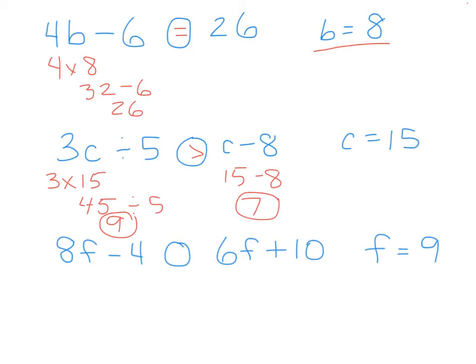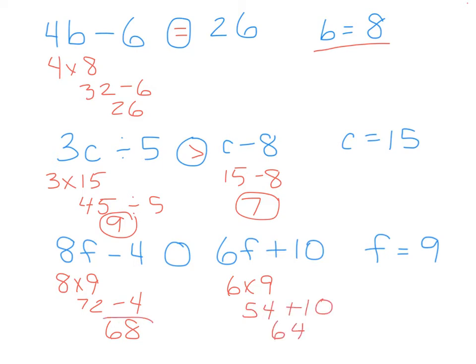And then the last one, substituting 9, 8 times 9 is 72. 72 minus 4 is 68. On the other side, 6 times 9 is 54. 54 plus 10 is 64. So my 68 is greater than my 64.